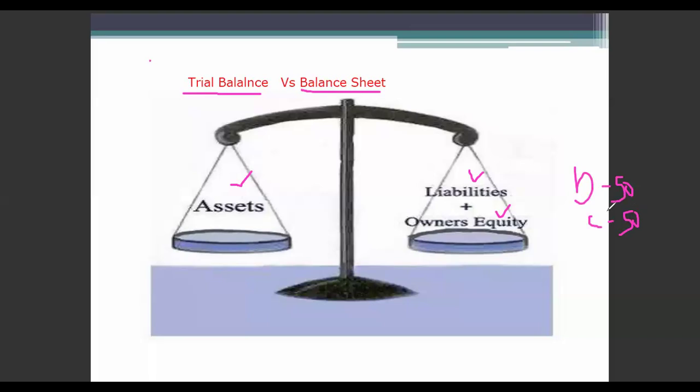So trial balance only observes arithmetical accuracy, whereas in financial management, the balance sheet contributes towards checking the errors of commission, omission, and principle. Now, what is a commission? Commission means instead of writing in X account, I'll write in Y account. So even though I write in the wrong account, in trial balance, it gets tallied.